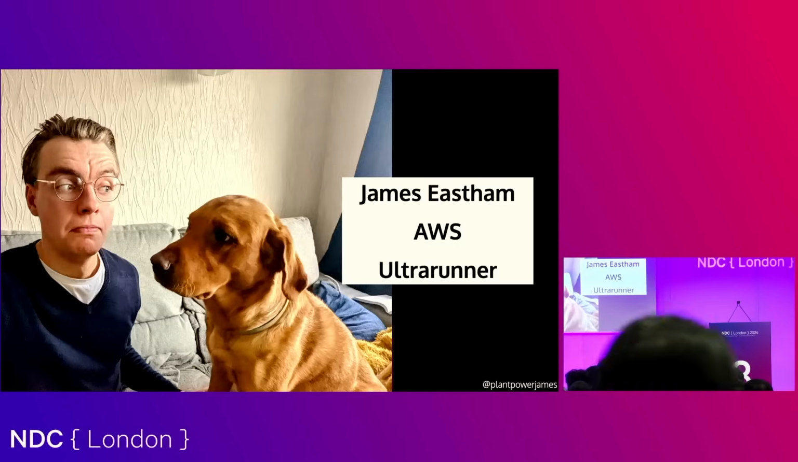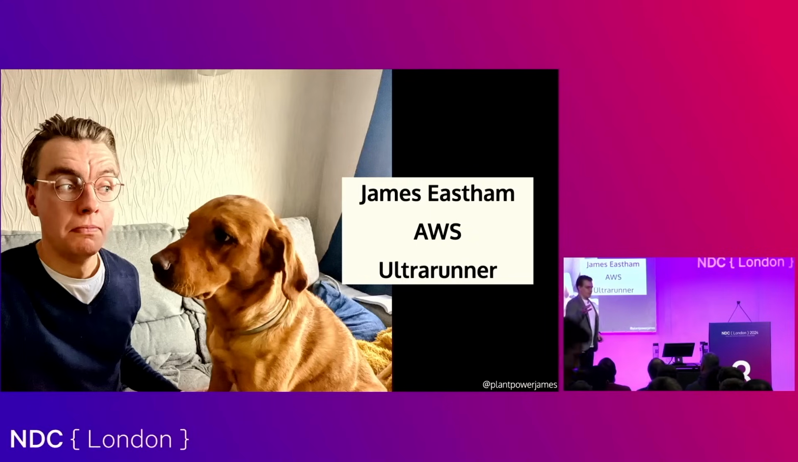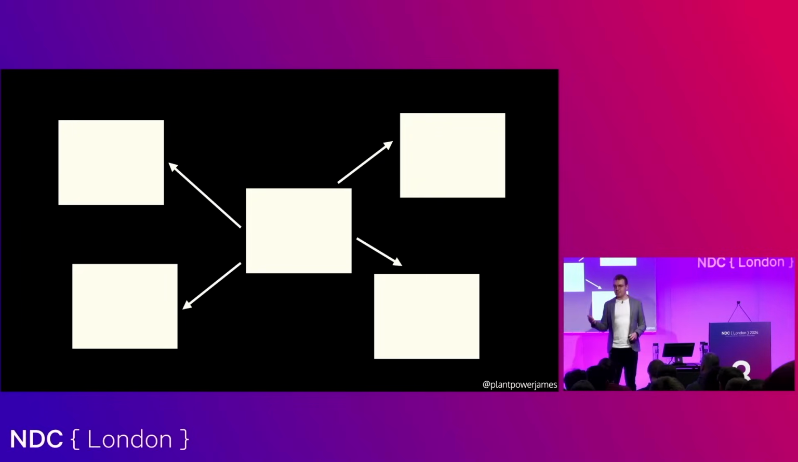I'm James Eastham. I'm a senior cloud architect at AWS. And for all of you non-AWS people in the room, don't worry. This is not going to be death by AWS service icon. In fact, this is just a really simple talk, really simply about boxes and lines.